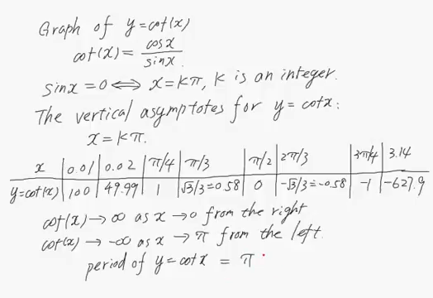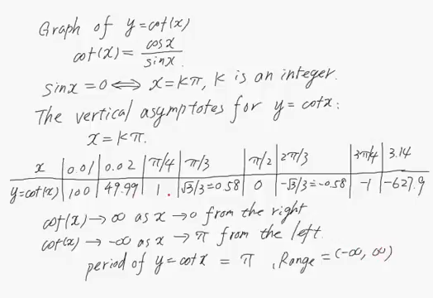And you can see the range of the cotangent x is just the set of all real numbers. So the range is from negative infinity to positive infinity.